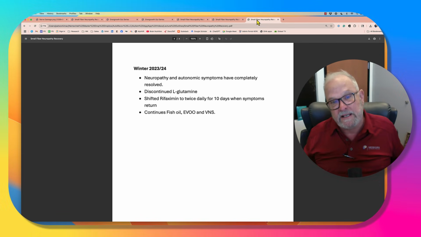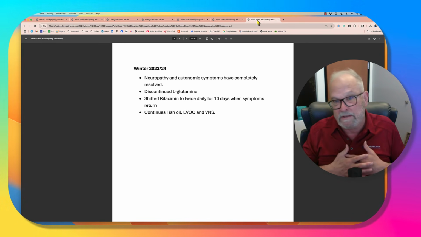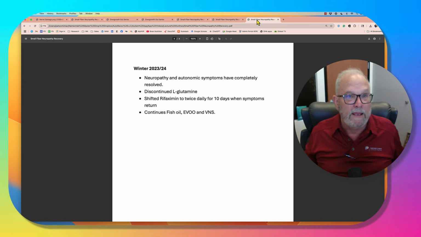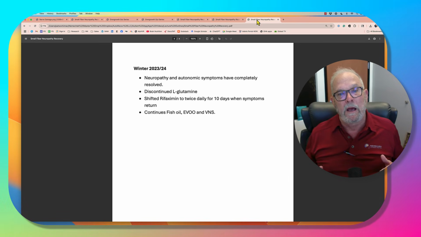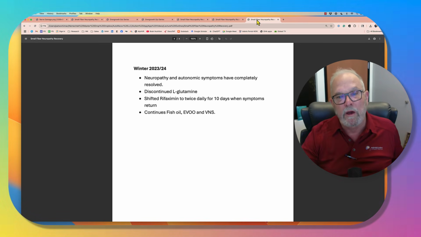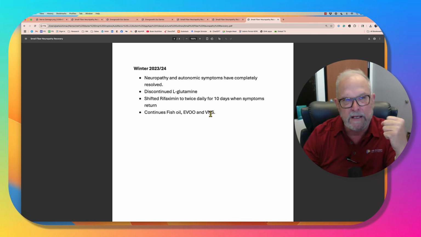And within about 6 months, she's like a totally new person. I mean, autonomics are virtually, and her neuropathy are just completely resolved. And we were able then, at that point, we stopped the glutamine. You don't need that for the long term. We shifted her over to the fish oil. I mean, she stayed on fish oil, olive oil, and for long term, she was still using the VNS, maybe a couple days a week instead of daily.